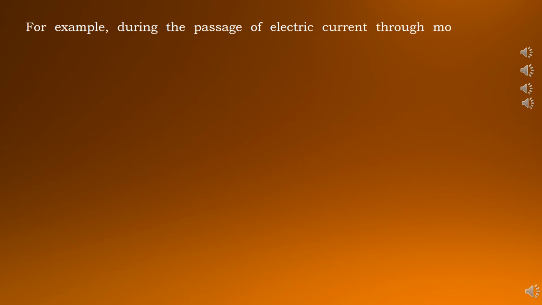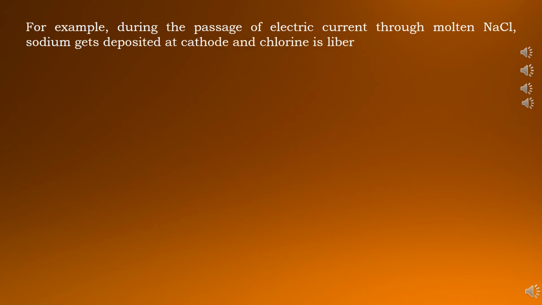Let's understand Faraday's first law of electrolysis by taking one example. During the passage of electric current through molten sodium chloride, sodium gets deposited at cathode and chlorine is liberated at anode. So during the electrolysis of NaCl, it gives solid sodium plus half chlorine gas.